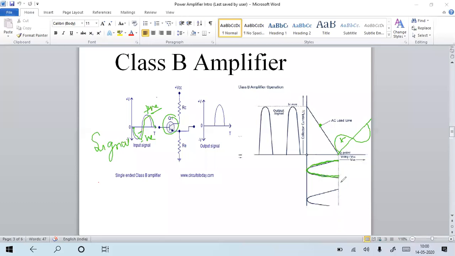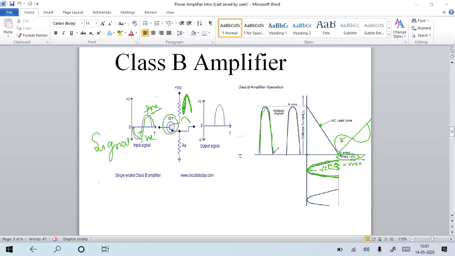What about the negative cycle? Similarly, for the current also. This is the output voltage. VCE is equal to what? The maximum it can go is the biasing voltage, VCEQ, which can go up to VCC. So up to this, the maximum voltage is VCEQ, that is VCC. Now the same for the output current. Only during the positive cycle will the current flow, but it is an alternating signal, so the current nature will be alternating like this. So the output current flows only during the positive cycle.